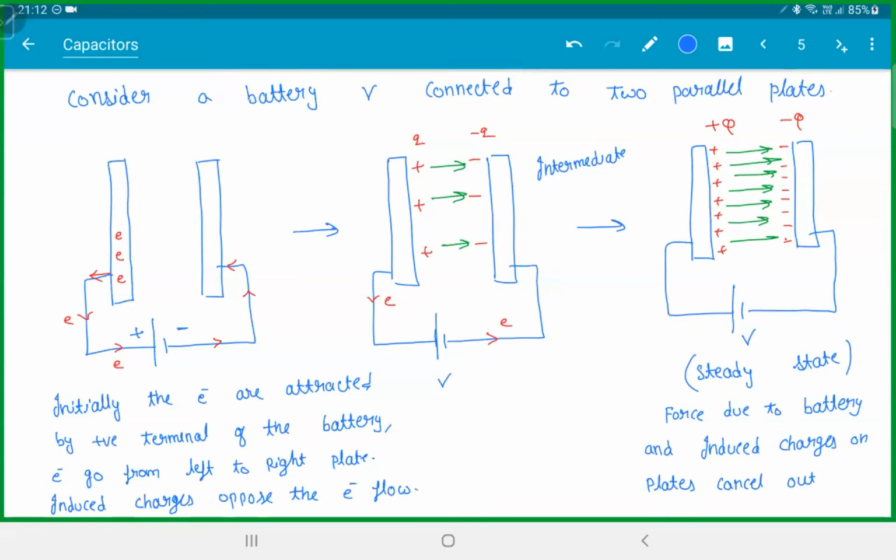Please have a look at this page. So whenever you connect a battery between the two plates, this is what happens there. Any doubts on this story here? Please ask me.